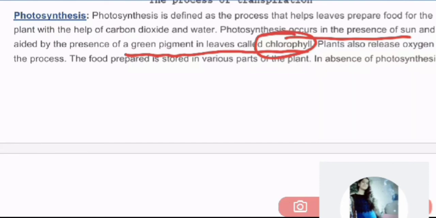Chlorophyll. Himanshu Gupta, stop chatting in the chat box. I should not get any emoji message in your chat box.